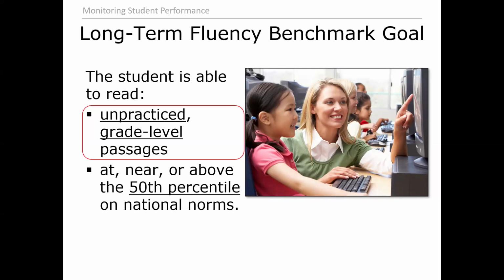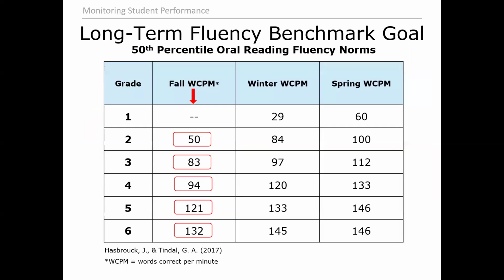Okay, so unpracticed grade level. That means you want your 4th grader to read a 4th grade level passage. The very first time your 4th grader reads a 4th grade passage, they're able to do that around the 50th percentile. Okay, so it's grade level, it's unpracticed, and you want them to be around that 50th percentile.